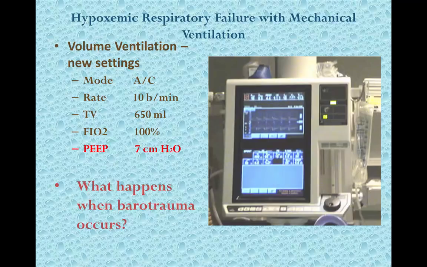So let's look again at our volume ventilator settings. We have assist control, 10 breaths per minute, 650 mils tidal volume, 100% FiO2, and the PEEP has been increased to 7 centimeters, which we already identify is an increase of positive pressure to the alveoli. So it's more of a force to the alveoli as air is entering the alveoli.